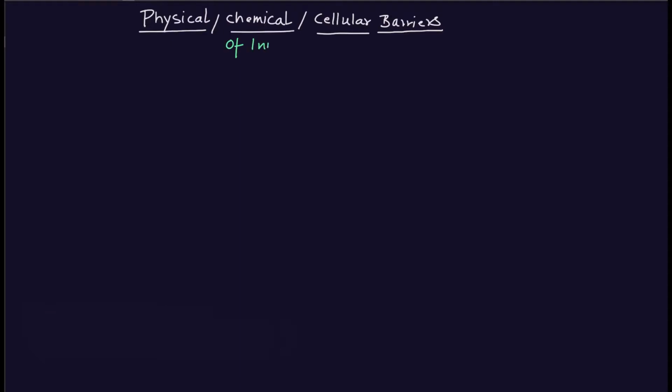Today, we're going to discuss physical, chemical, and the cellular barriers of innate immunity. So let me write it down: physical, chemical, and cellular barriers, specifically of the innate immunity. So this is the title of our topic. We'll discuss all these barriers one by one.